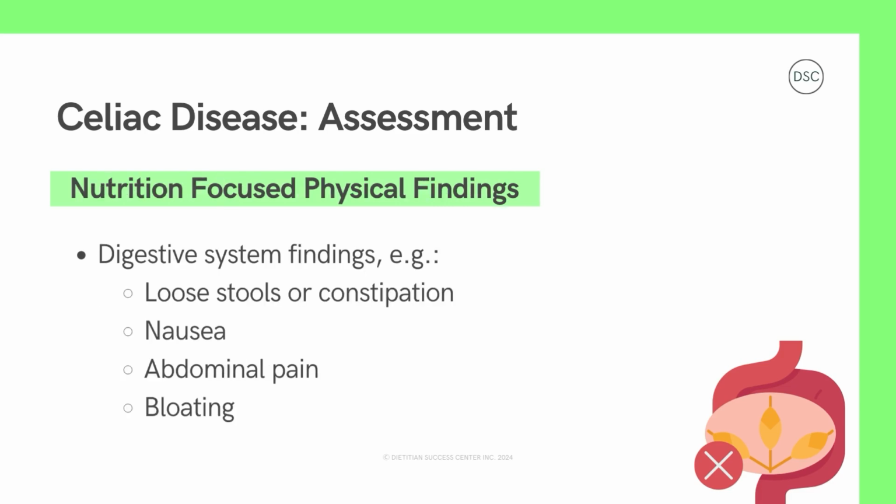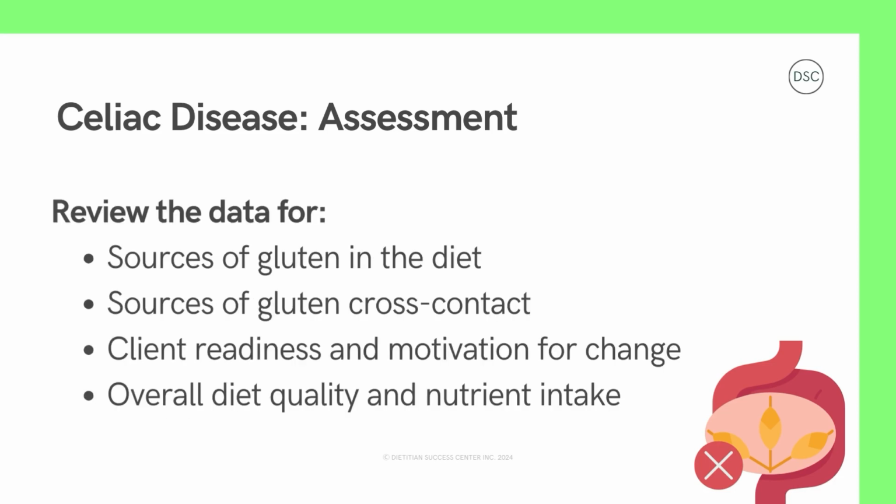And nutrition-focused physical findings, including digestive symptoms and their frequency, severity, and persistence. For example, loose stool, constipation, nausea, abdominal pain, or bloating. Once this data is obtained, you could assess the data for sources of gluten in the diet, sources of gluten cross-contact, client readiness and motivation for change, and overall diet quality and nutrient intake. For example, are they eating adequate fiber, calcium, vitamin D, iron, B12, folate, etc.?